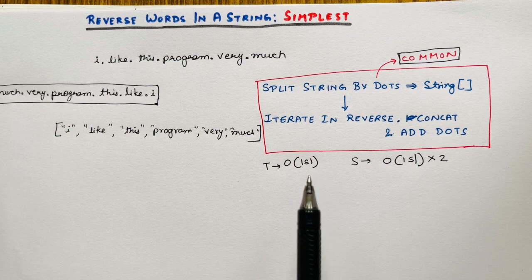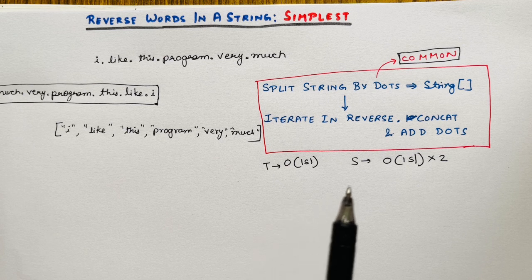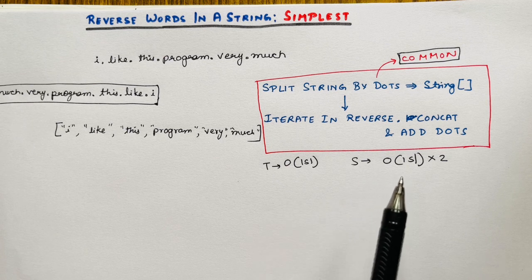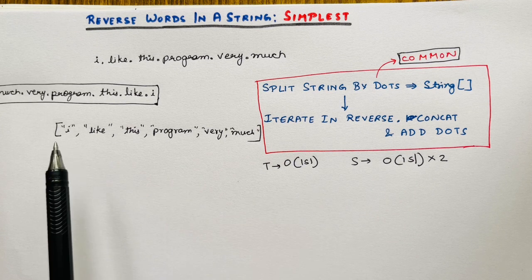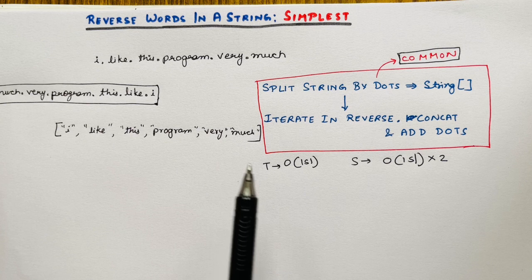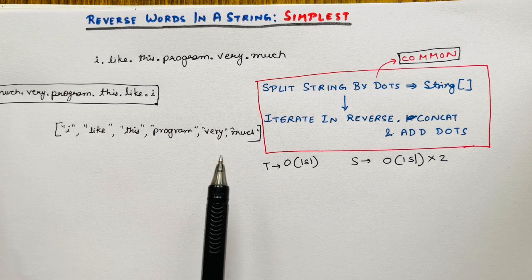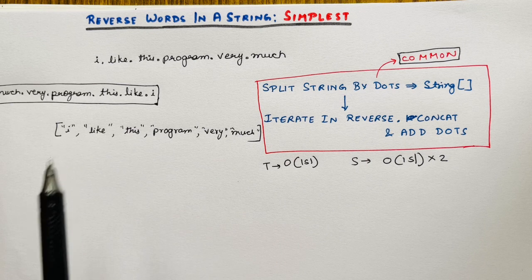Now, what will be the time complexity of this approach? It will be big O of length of string. Space complexity will also be big O of length of string, but we will be using 2 times the length of string. One, we will need this array, and second, we will be making our result string, which will be by iterating over this array in reverse manner.